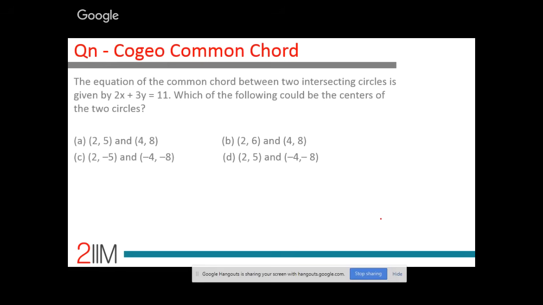It will be perpendicular to the common chord. So we're looking for a line that will be perpendicular to this. What is the other funda? Product of the slopes should be -1. What is the slope of the common chord? 2x plus 3y equal to 11, or 3y equals -2x plus something, or y is -2 by 3 x plus something. This slope is -2 by 3. So we're looking for the slope to be 3 by 2. Plug it in, you're done.